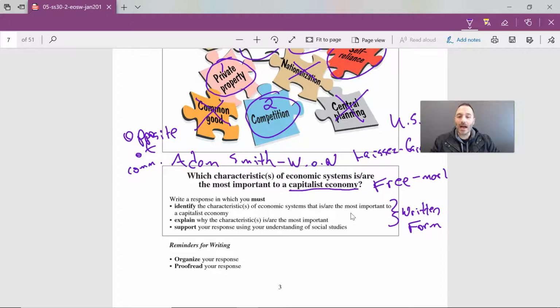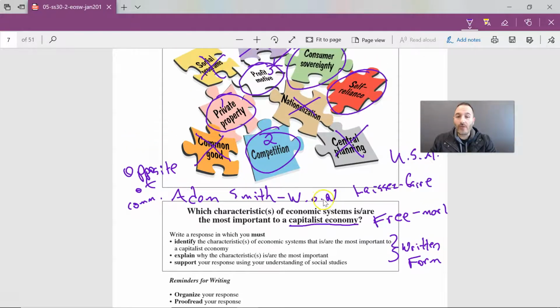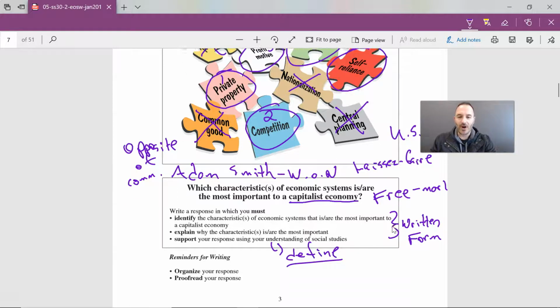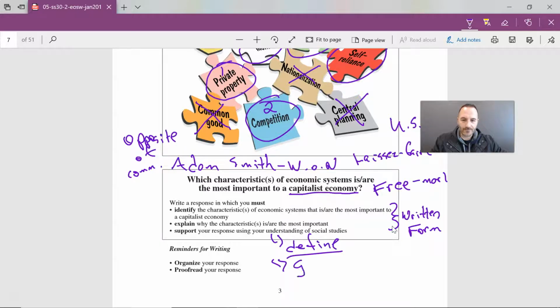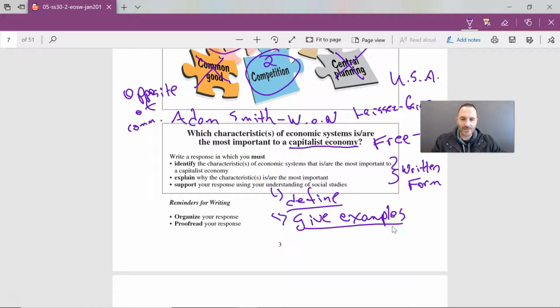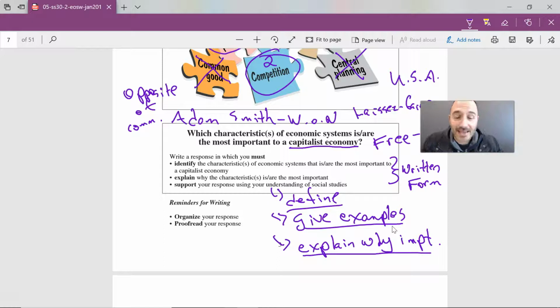And then it says, explain why the characteristics are the most important. You have to explain how competition, private property, and profit motive are important to the capitalist economy. And then support your response using your understanding of social studies. Okay, so you have to support your response using your understanding of social studies. What are we talking about here? Well, you should define what the characteristics are, and then you should give examples. And then, lastly, inside your paragraphs, you should explain why important. Okay, I'm just going to put IMPT for important. So explain why they're important. Okay, and that's it. That is it.